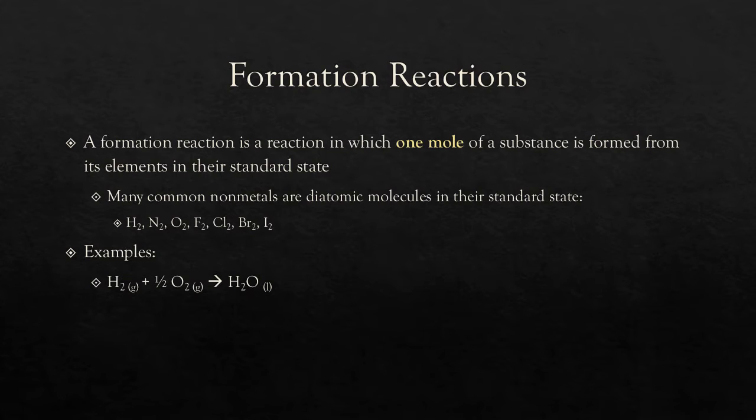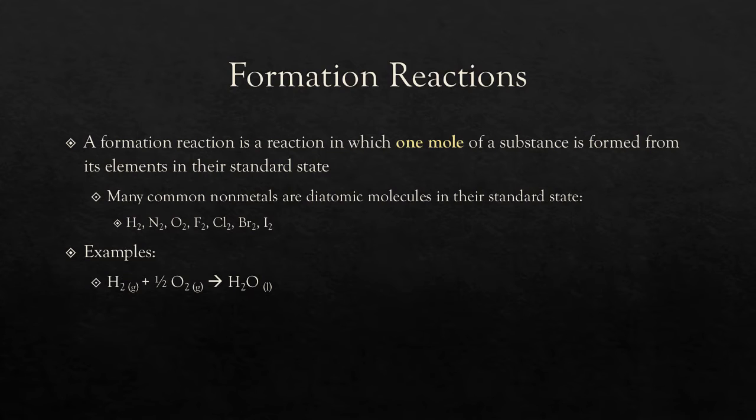So here's an example of a formation reaction. Hydrogen gas, which is diatomic, reacts with oxygen gas, which is also diatomic, to form H2O as a liquid. And note, in order to balance this to produce only 1 mole of H2O, which is the requirement for it to be a formation reaction, we need to use half a mole of O2. So previously we would try to balance these using whole numbers only. For these types of problems, it's okay to use fractions. The important thing is that the product that's formed is only a single mole. So we'll use whatever fractions we need to balance them.